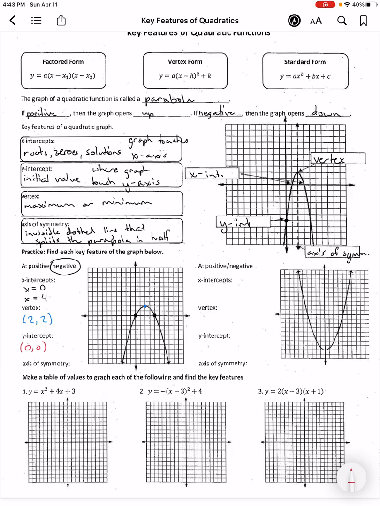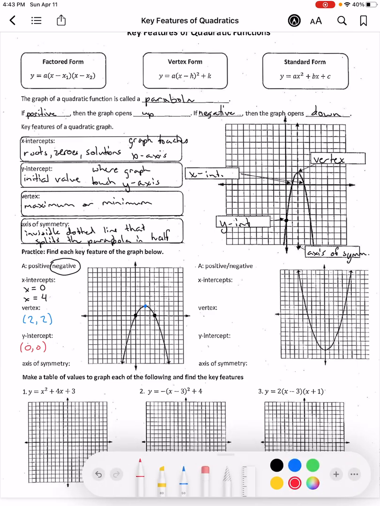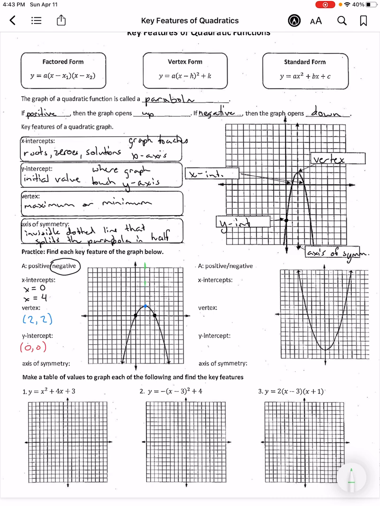All right, and then last but not least, we're going to be looking at our axis of symmetry, and remember that's a vertical line that's going to split our graph in half. It will always go through the vertex. So since our vertex is at (2, 2), we're going to take the x value of our vertex, and that gives us our axis of symmetry equation. So it is x equals 2.